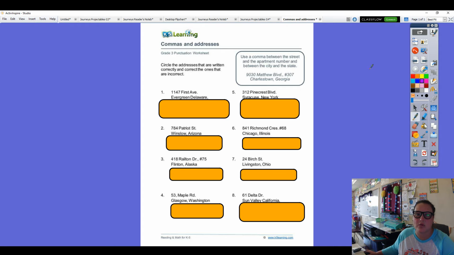So for example, we live in the city, sorry about the handwriting, of Dupo, Illinois. I'm just going to use the abbreviation for Illinois. Our city is Dupo, our state is Illinois. So when we're writing this address, you put a comma after Dupo to separate between the city and state.